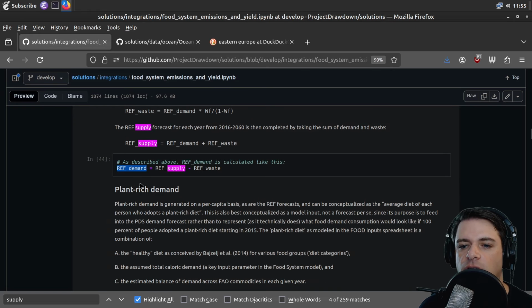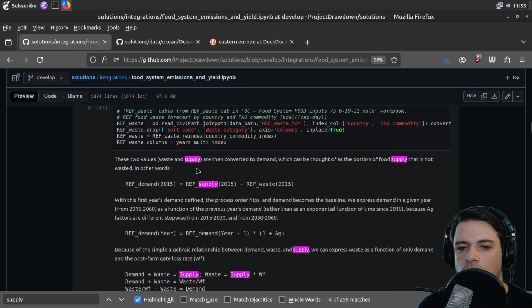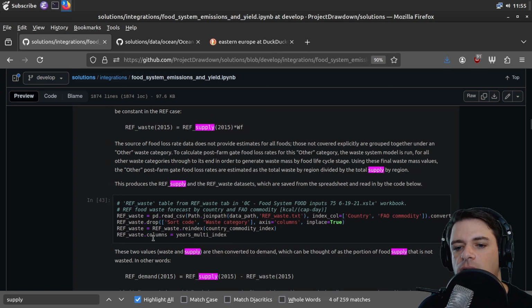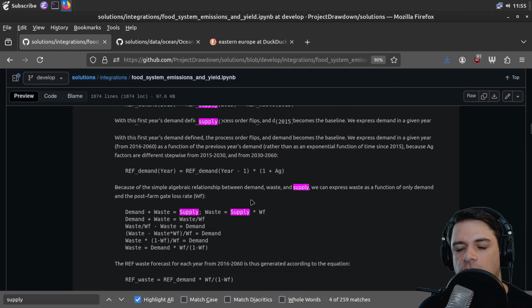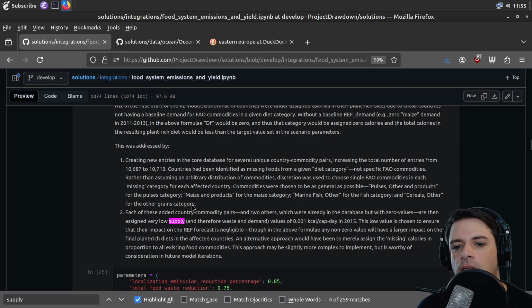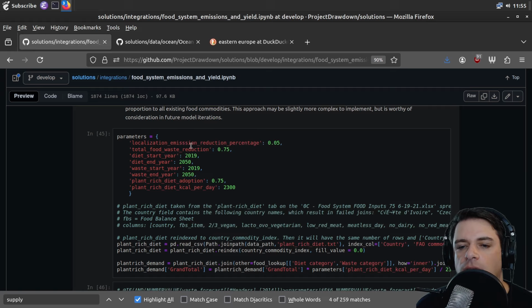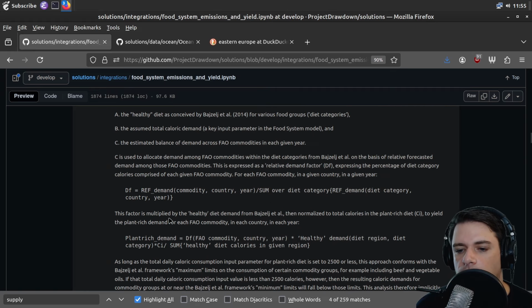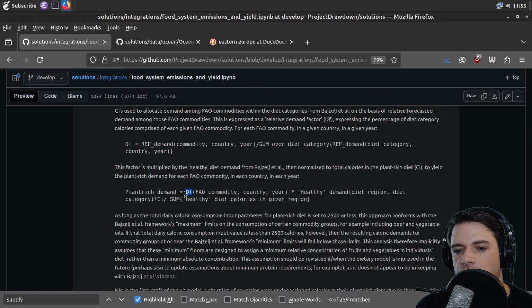And then maybe after we've read all the data in, this is maybe where we finally do computation. We're going to set demand to be the supply minus the waste. So somewhere we must have computed waste by doing this stuff. We're re-indexing and just setting it to columns, it looks like. And then what looks like we're setting up for a model. DF is maybe some sort of derivative.